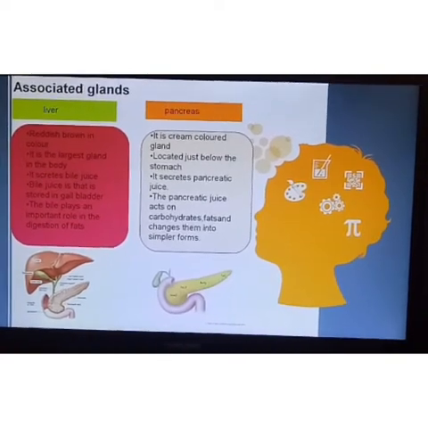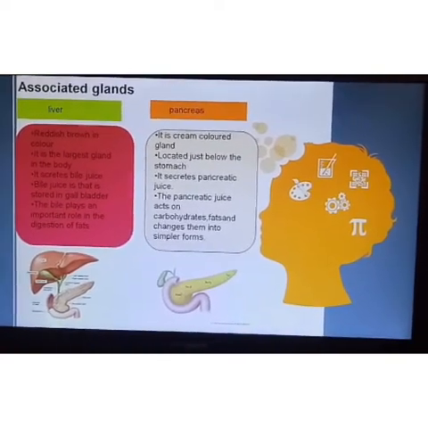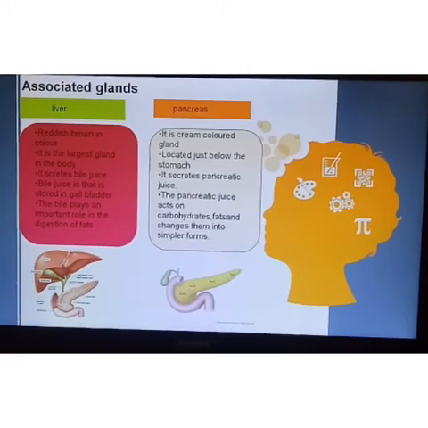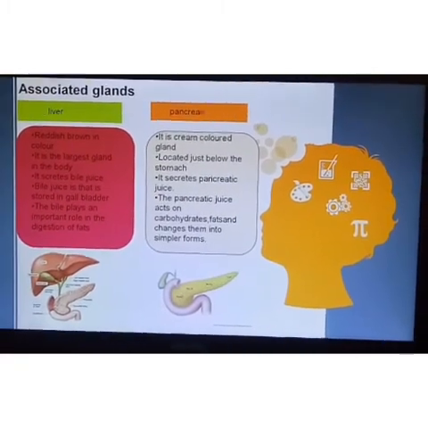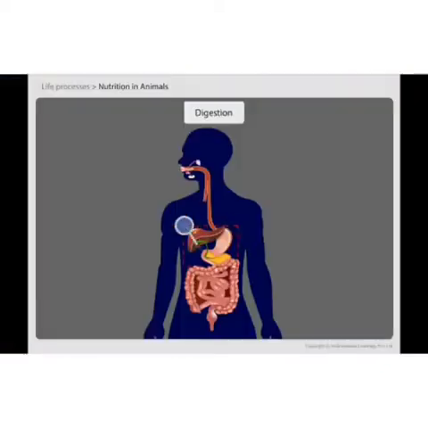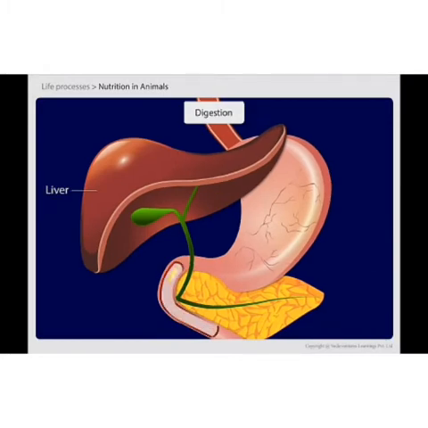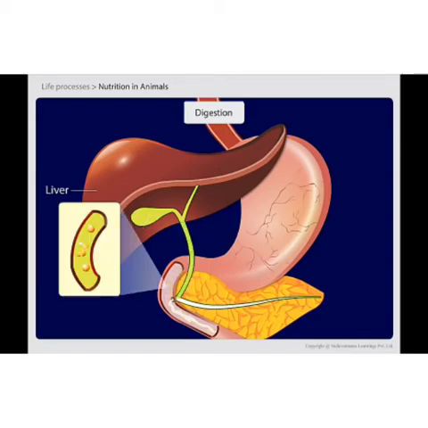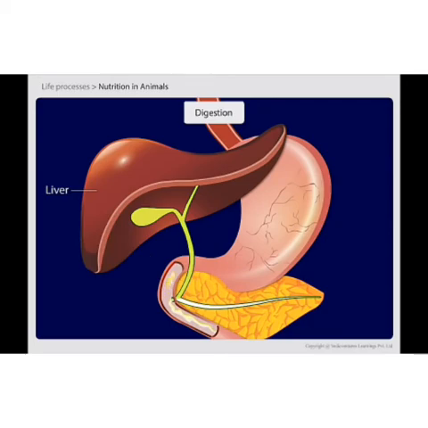The pancreas is a cream colored gland. It is located just below the stomach. It secretes pancreatic juice. The pancreatic juice acts on carbohydrates, fats and changes them into simpler form. The secretions of two glands, liver and pancreas: the pancreas secretes pancreatic juice into the small intestine. The liver secretes bile, which is a greenish yellow liquid. It is stored in the gallbladder. Bile helps in breaking fats present in food.